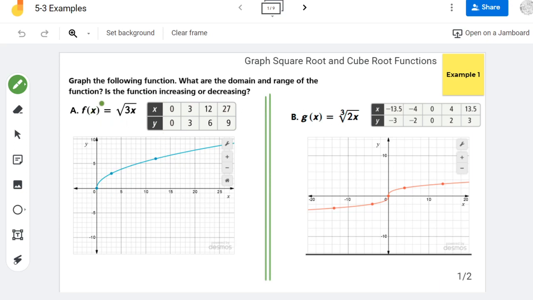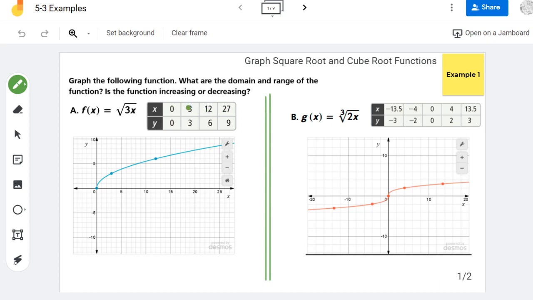So what your textbook does is it actually shows you how to do it with a table of values. Okay, but I wanted to show you some of the key features that are important here. So they were looking at the square root of 3x, and so you might be wondering why they picked these specific numbers or how they picked them.